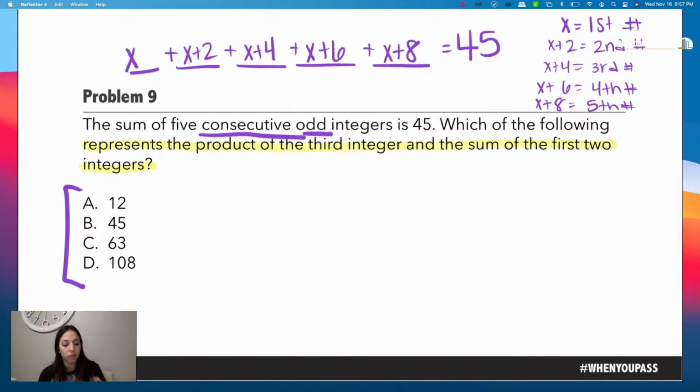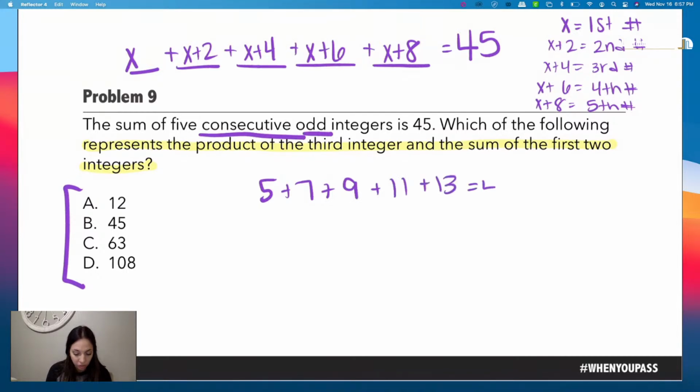Let's start with 3. 3 plus 5 plus 7 plus 9 plus 11. That equals 35. Not enough. Let's start with 5. 5 plus 7 plus 9 plus 11 plus 13. That equals 45. So 5 plus 7 plus 9 plus 11 plus 13 all equals 45. We knew the numbers weren't going to be huge, so I knew that I could start low and go up from there because the sum is only 45.